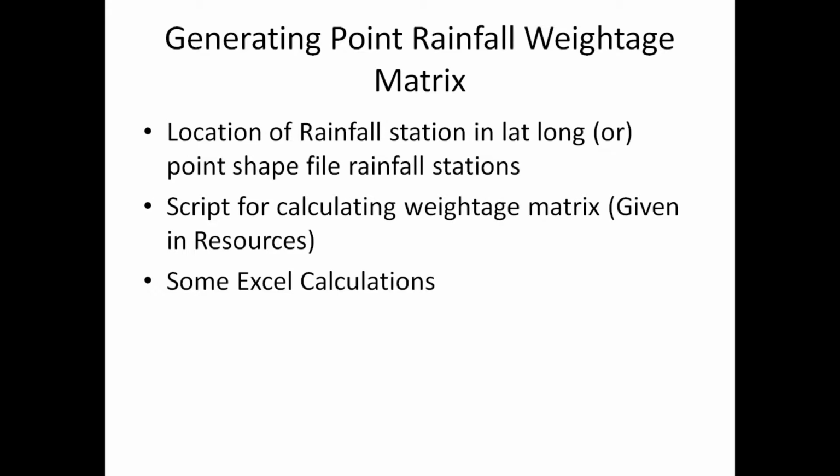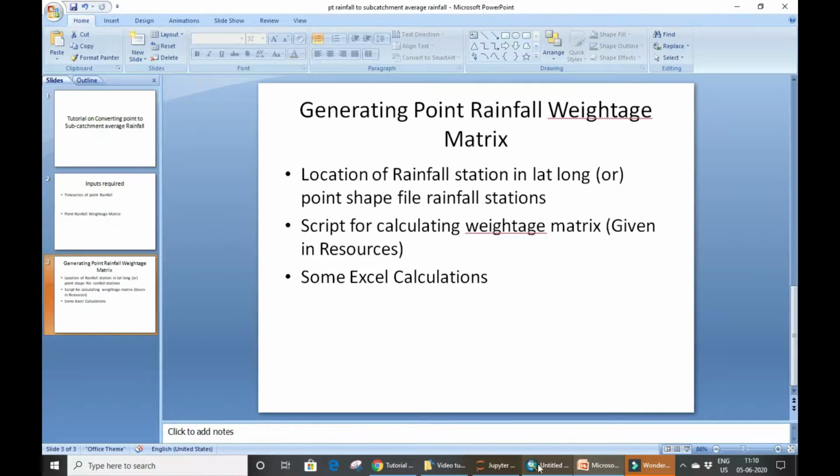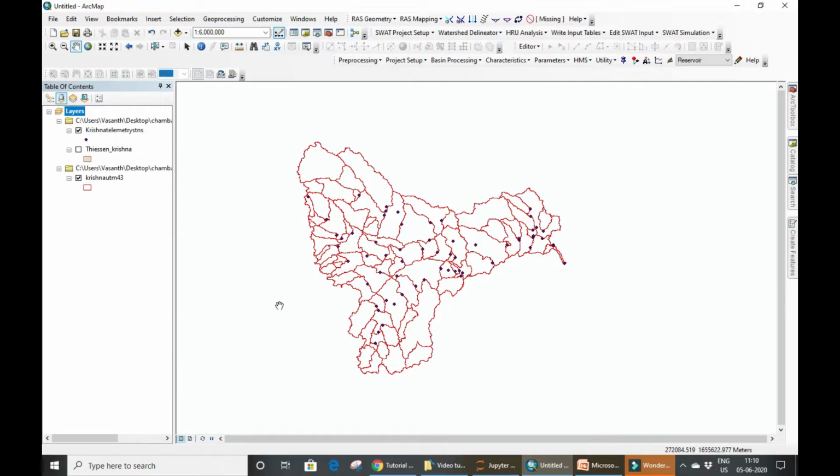In order to calculate this weightage matrix, what do we need? For generating the point rainfall weightage matrix, we need to know where exactly these rainfall stations are located, and we also need to know how our subcatchments look. We will be needing a small script for calculating this weightage matrix, which makes our job much simpler. Even without the script it is possible, but it will be very laborious. And finally, we need some Excel calculations to find the weightage matrix. So, with this we will see how exactly we are going to do it.